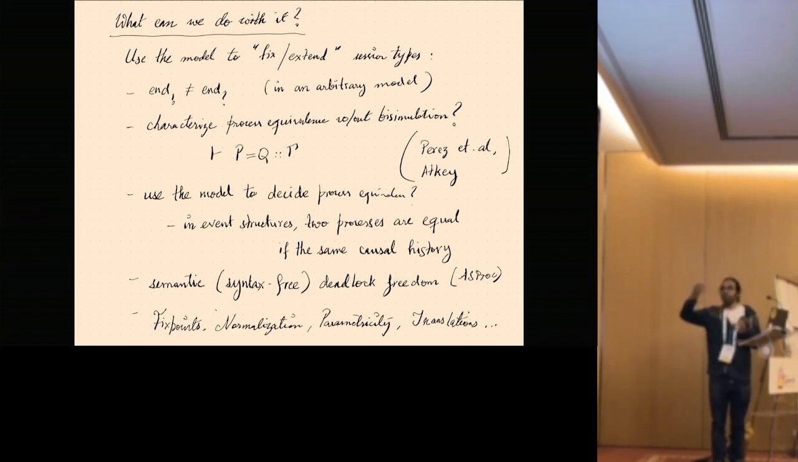Or you could just go to the model and say that two programs are equal if they're equal in the model. For example, in event structures, if you have two processes interpreting event structures, they'll be equal if they have the same causal history. And there are many other things which could be interesting, like understanding deadlock freedom more semantically and understanding these translations and other extensions.